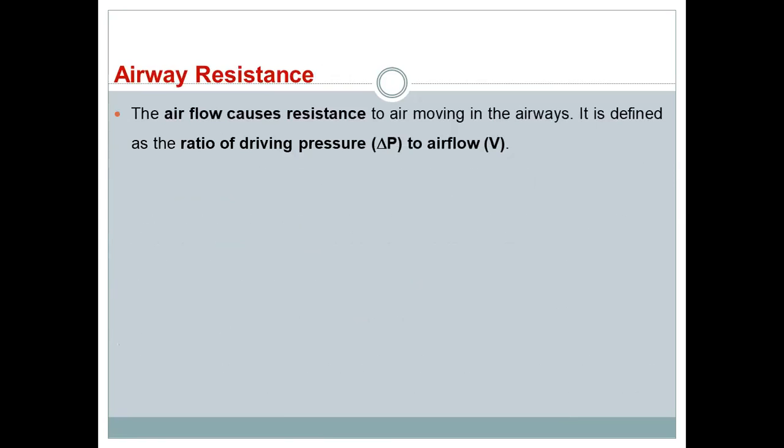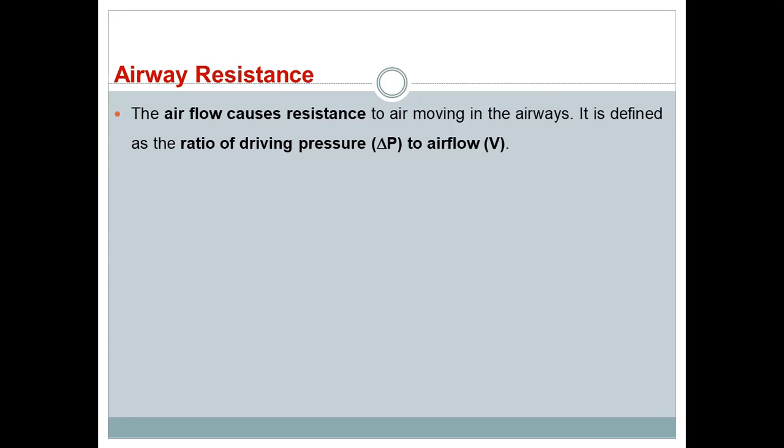Now, what is airway resistance? The airflow may be streamlined, laminar, or turbulent, but there is resistance offered to the movement of air. This resistance is defined as the ratio of driving pressure to airflow. So there will be resistance to air reaching the level of the alveoli.